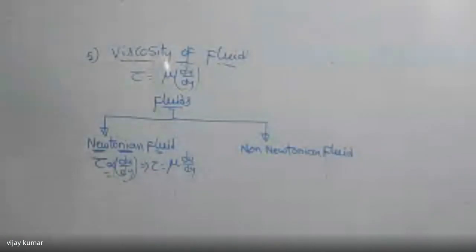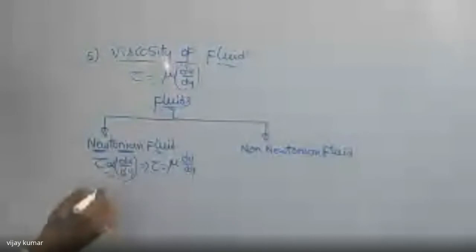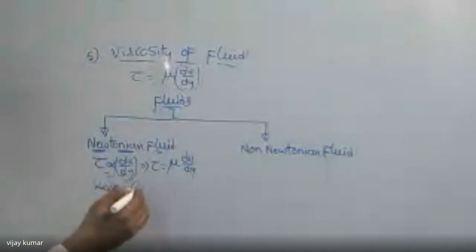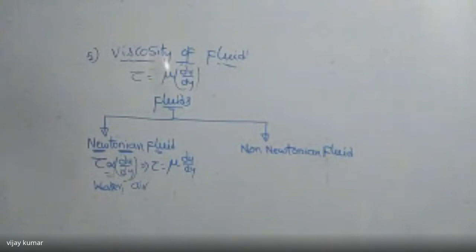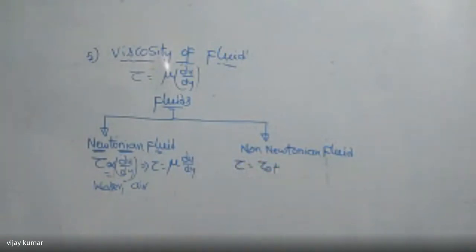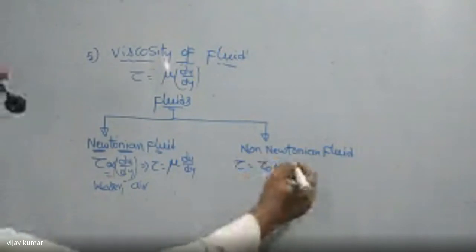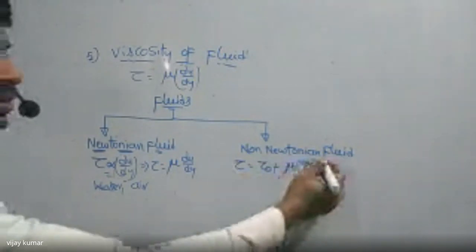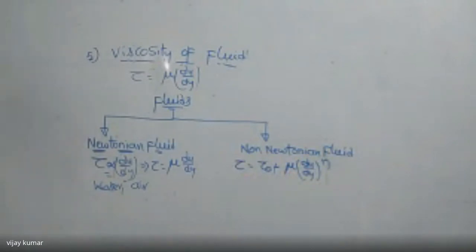Next, examples of Newtonian fluid: water and air are the best examples of Newtonian fluid. Now, what is a non-Newtonian fluid? A non-Newtonian fluid is a fluid which does not follow Newton's law of viscosity. But it follows another equation. I'm writing that equation: tau is equal to tau naught plus mu into du by dy, whole power n.